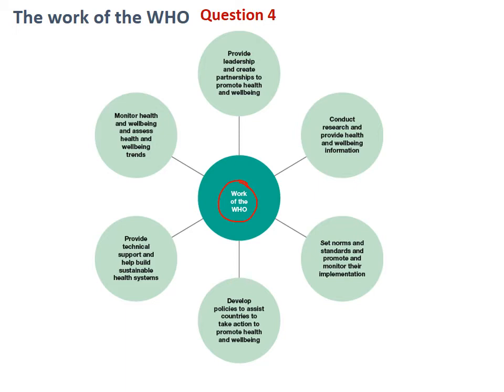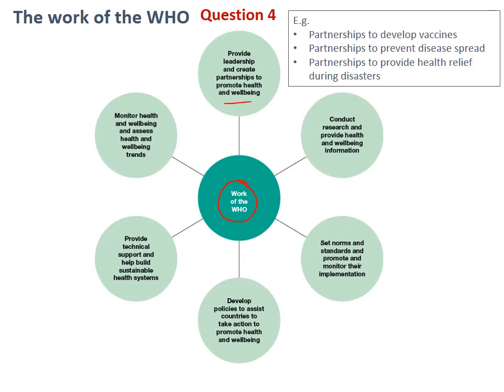So we'll go through these one by one. In the document, you'll need to write what the kind of area of work is and then give some examples. So the first area of work is providing leadership and creating partnerships that promote health and well-being. So some examples of this would be partnerships between countries or private organizations to develop vaccines, partnerships to prevent the spread of disease.